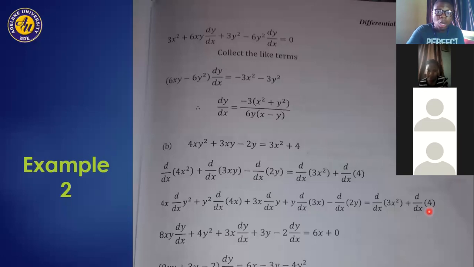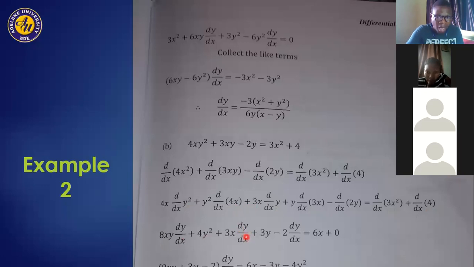Yes, sir. Okay, good. So now when you differentiate this, this will give you 8xy, and because we are differentiating y, you will still have your dy/dx. Now where you differentiate your 4x, we have 4, it will give you 4y squared. When you differentiate y, it will give you dy/dx, and 1 times 3x will give you 3x dy/dx. I don't know if you understand that part, please.